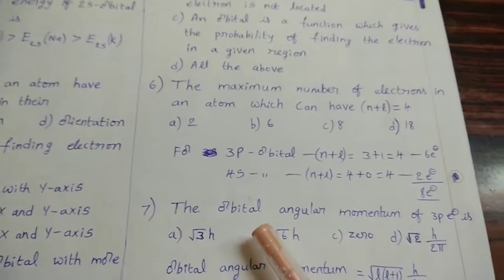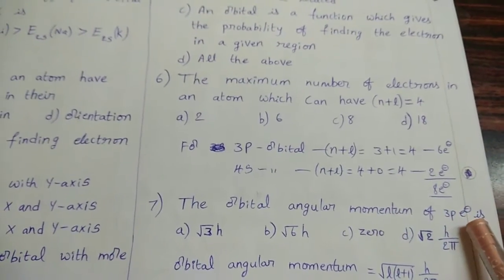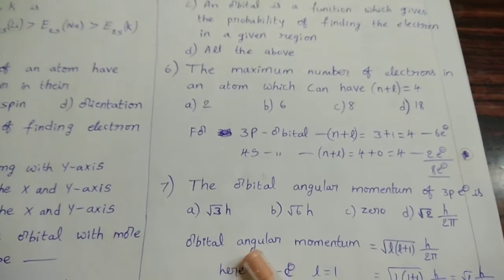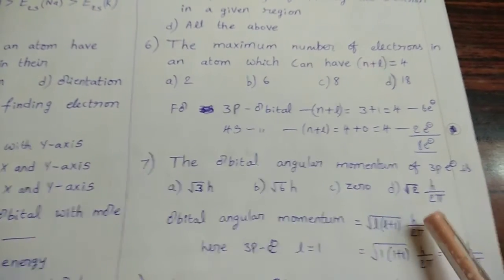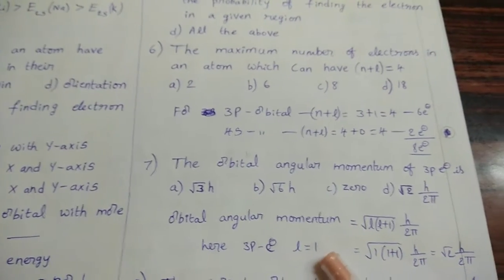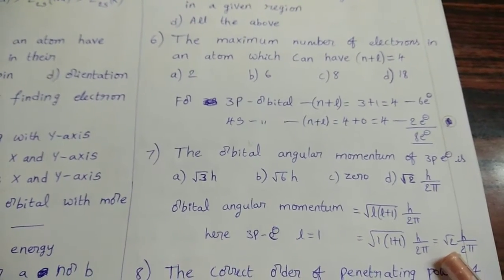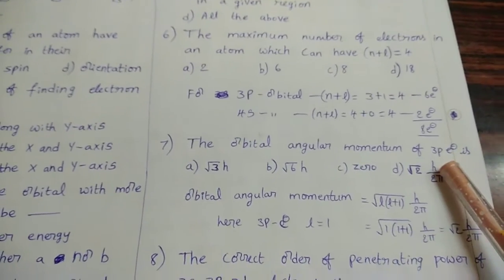Next, the orbital angular momentum of 3p electron is... this is the formula. Orbital angular momentum equals square root of l into l plus 1, h by 2 pi. For p orbital, l value is 1. Substitute that, we can get root 2 into h by 2 pi. Option D is the answer. Next.